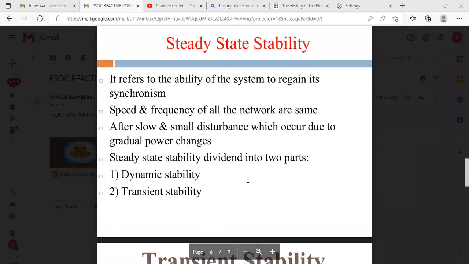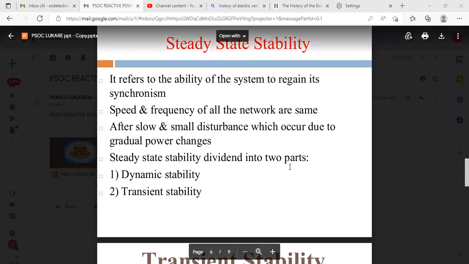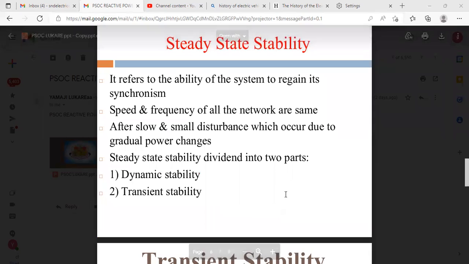steady state stability. It refers to the ability of the system to regain its synchronism. Speed and frequency of all the network are to be the same. It's mainly the ability of the system to regain its original state after some disturbance occurs. The disturbances are of two types, small and large disturbance, which occur due to gradual power changes. This stability will be divided into two parts, mainly dynamic stability and transient stability.